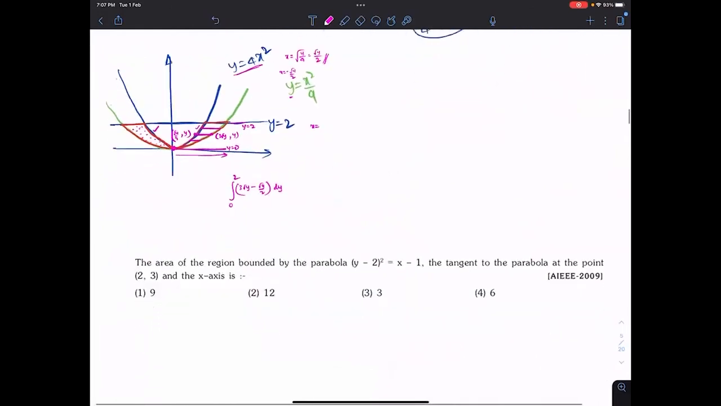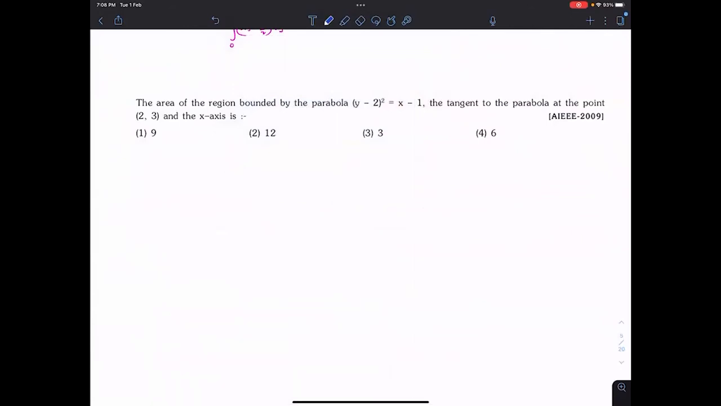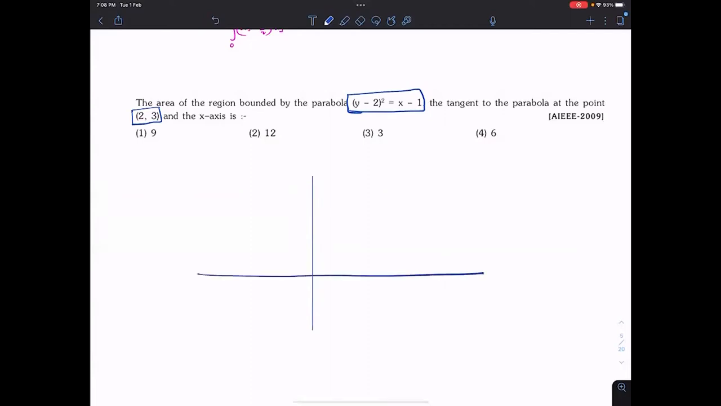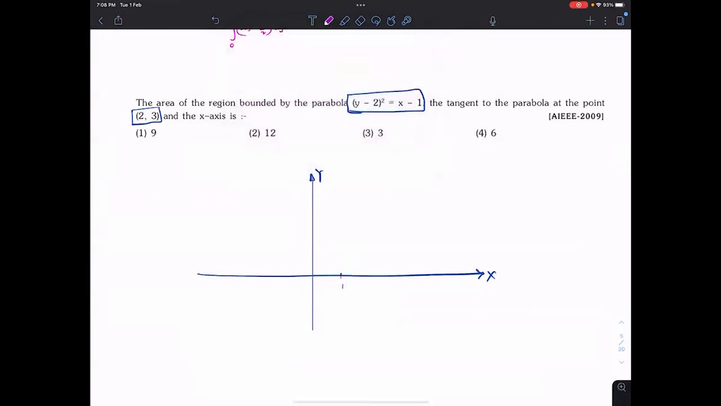Next. See this question. This is a previous AIEEE question. Very nice question. This is the area of the region bounded by the parabola. They have given some parabola and the tangent to this parabola at 2, 3. Drawing this parabola is pretty easy, right? Because already it is in standard form, y square equals 4ax type. But the vertex you will get by the reference. What is the vertex now? 1, 2 is the vertex.